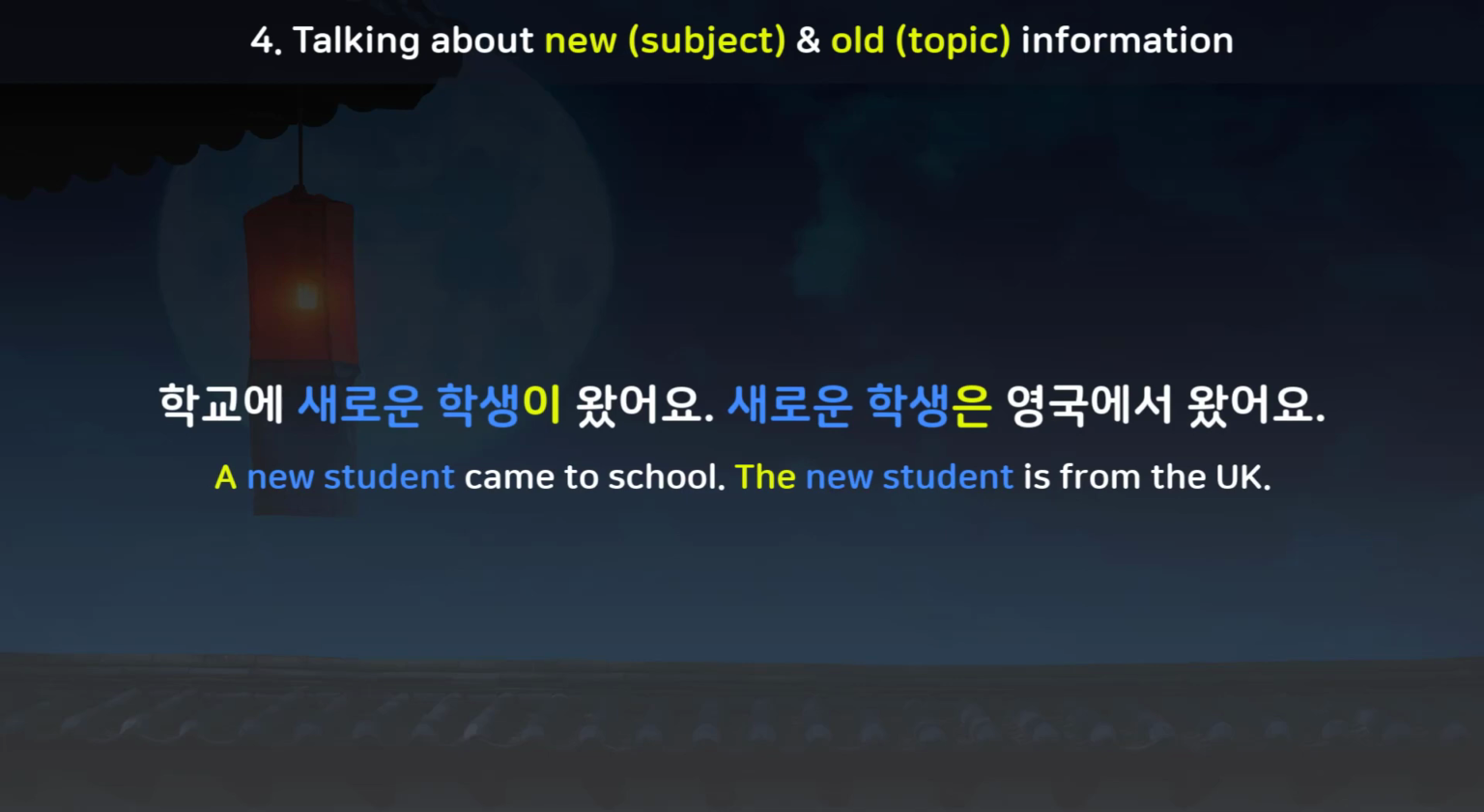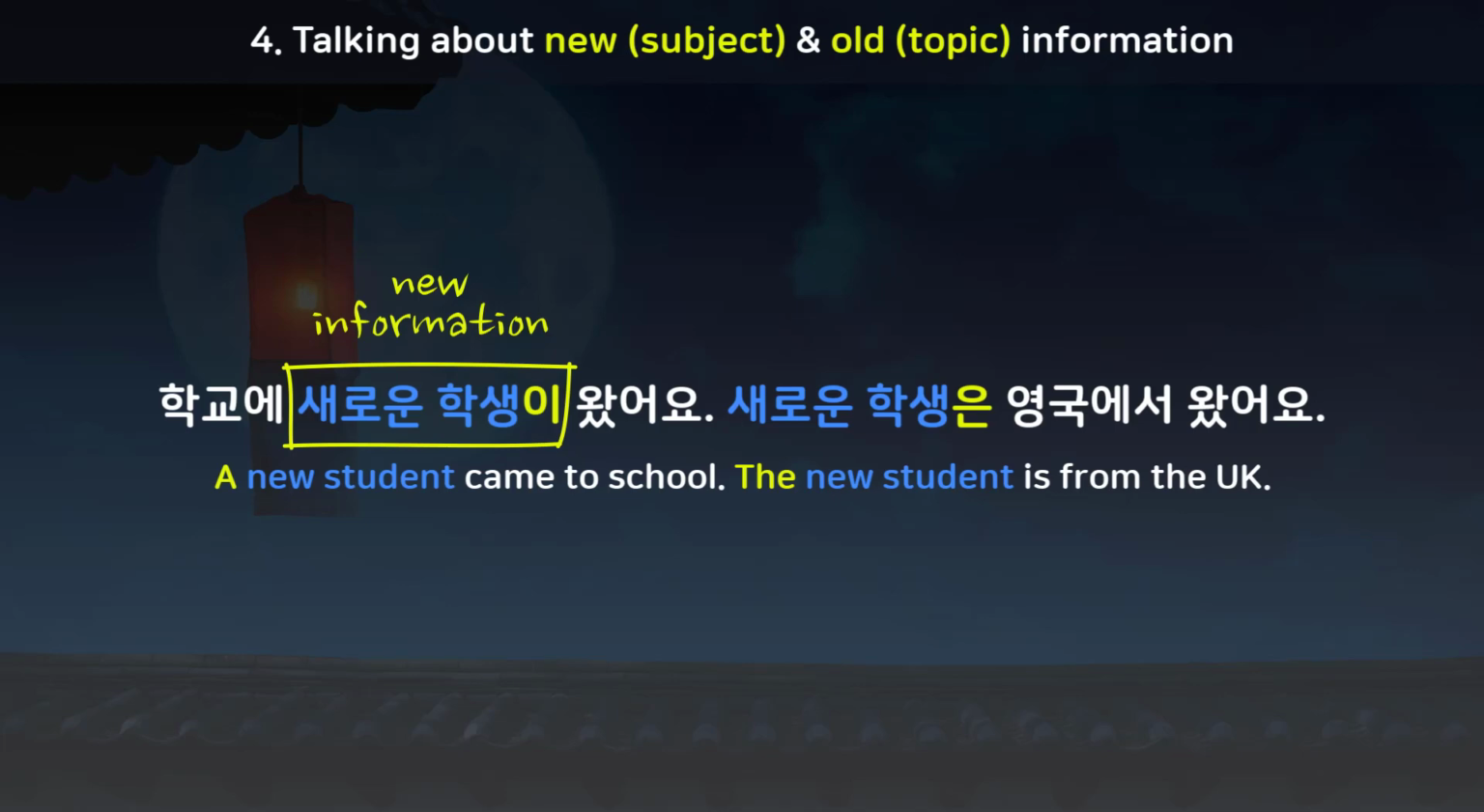학교에 새로운 학생이 왔어요. 새로운 학생은 영국에서 왔어요. A new student came to school. The new student is from the UK. So in the first sentence, we're introducing new information, an unknown information to the listener, and that's 새로운 학생, a new student. So we use it with the subject particle 이.